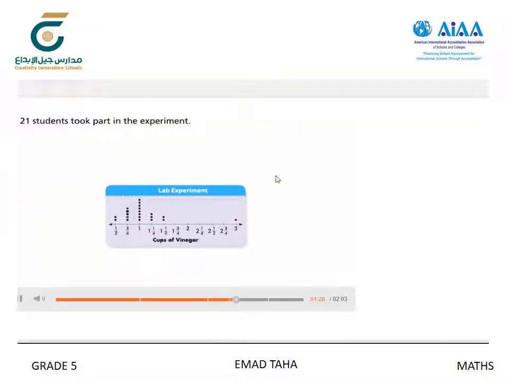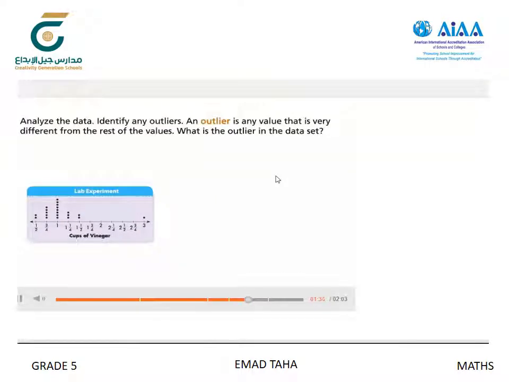21 students took part in the experiment. Analyze the data. Identify any outliers. An outlier is any value that is very different from the rest of the values. What is the outlier in the data set?